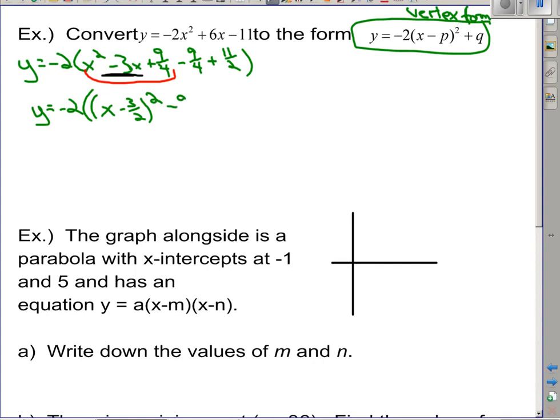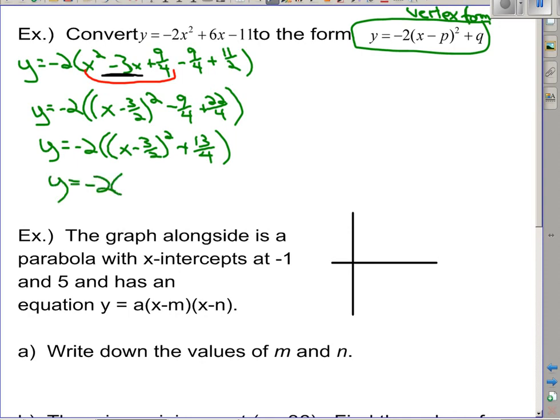Then at the end, I have negative 9 over 4 plus 11 over 2, which would be 22 over 4. Okay, I'm going to combine those terms on the inside, which would give me 13 over 4. And finally, multiply everything by negative 2. Okay, and that'll give us negative 13 over 2. Meaning we've got a vertex here at 3 over 2, negative 13 over 2, or negative 6.5.